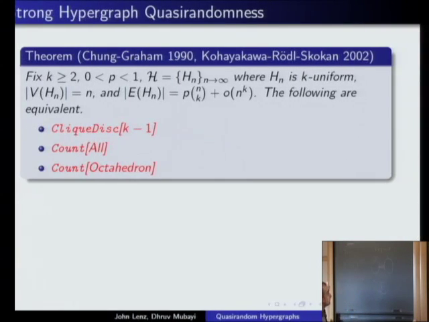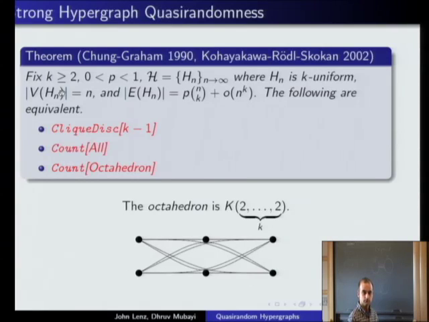Instead of disk, there's another property called clique, which I call clique disk k minus 1, which I will explain to you on the next slide. It's a more complicated, richer property than disk. That property is equivalent to count all, which is clear, right, what count all is. For any fixed k-uniform hypergraph, the number of copies is correct. And that's equivalent to counting one particular object, one particular hypergraph analogous to C4, the octahedron.